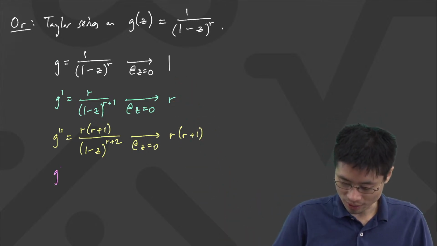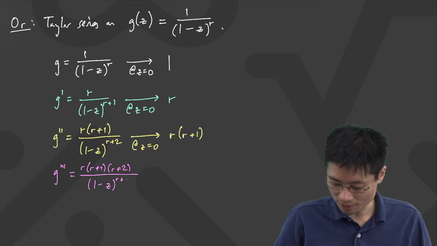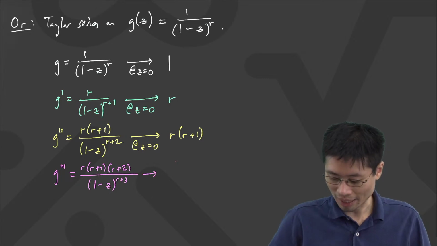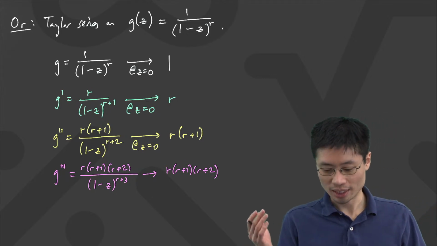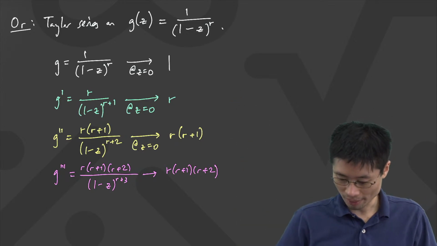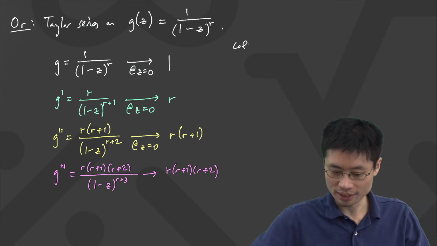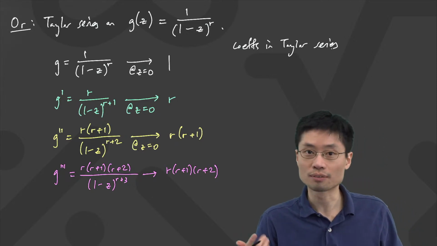So the next one was g triple prime. If I just write that to get the pattern, r times r plus 1 times r plus 2 over 1 minus z to the power r plus 3, which, the same arrow thing, will give you r plus 1, r plus 2. Terrific. Because I'm going to care about the actual coefficients in the Taylor series, so I'm going to divide them by the factorials. So if I want to know the coefficients in the Taylor series, we just divide by various factorials.